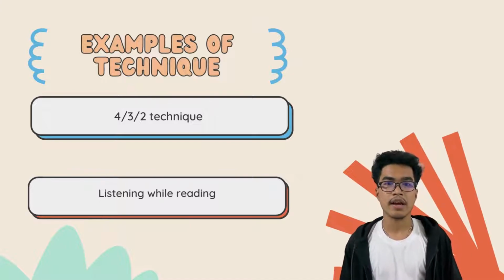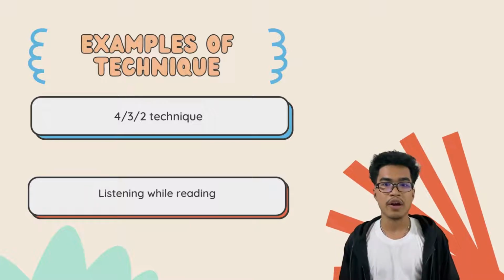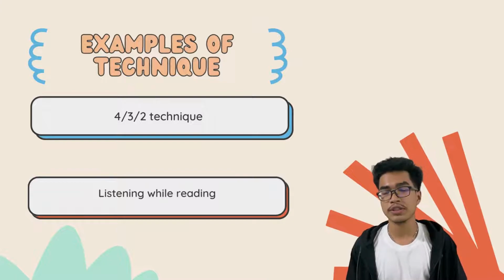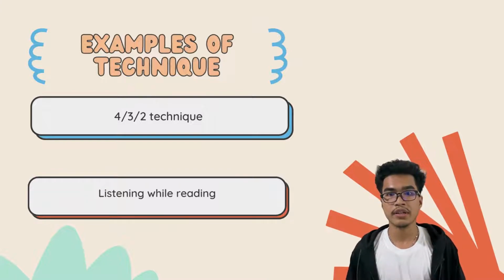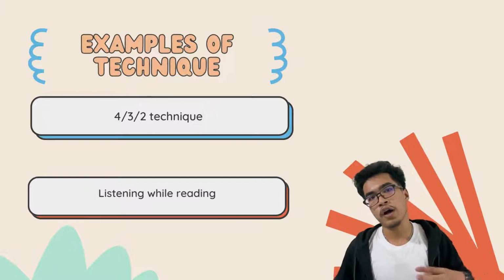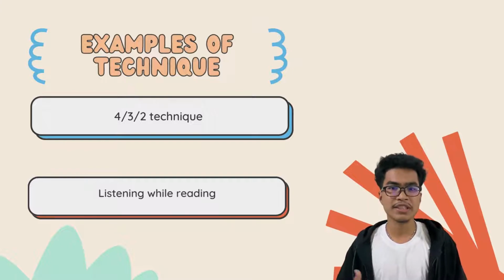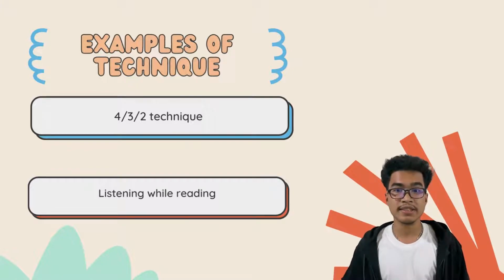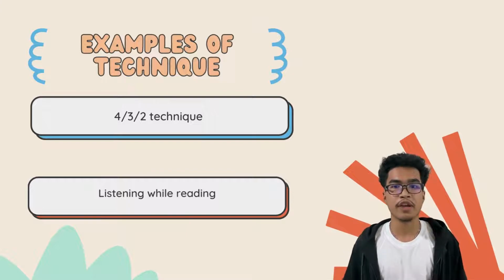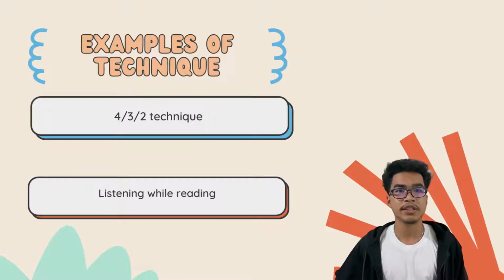In this application, the 4-3-2 technique gives students an opportunity to get their ideas across to 3 different listeners for 4 minutes, 3 minutes, and 2 minutes, with the same topic but a different listener. This technique has been shown to increase fluency during class in listening and speaking skills.